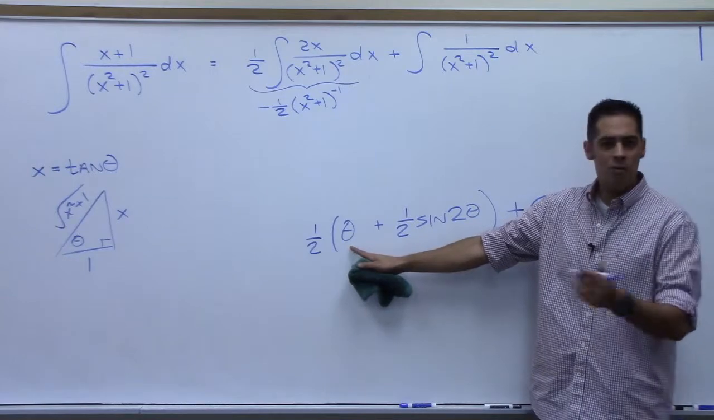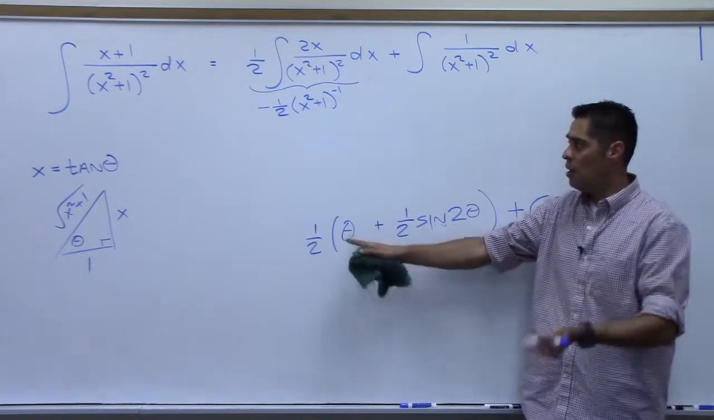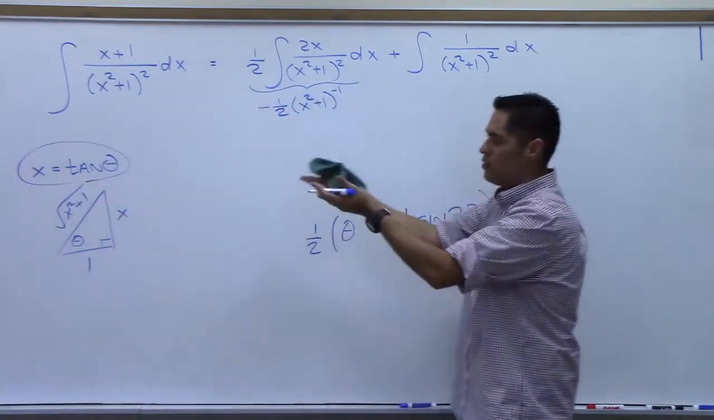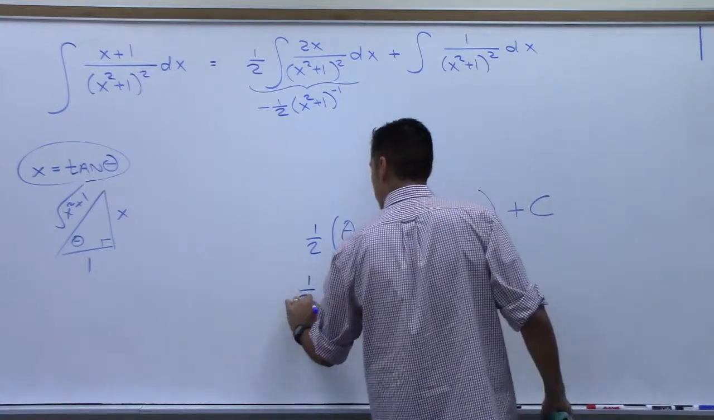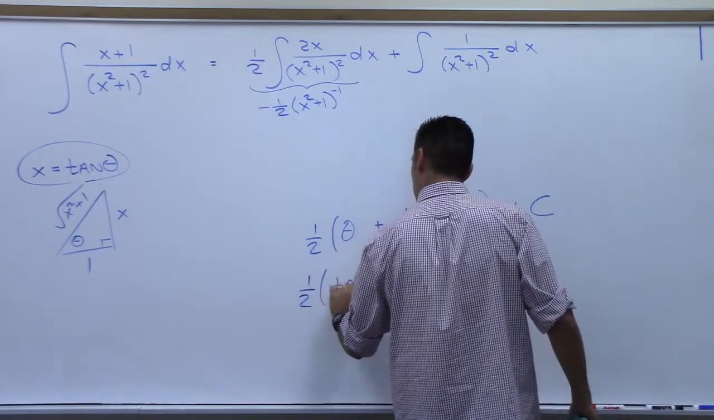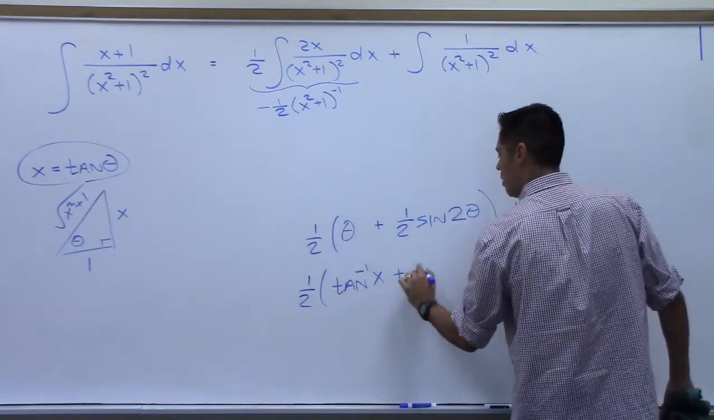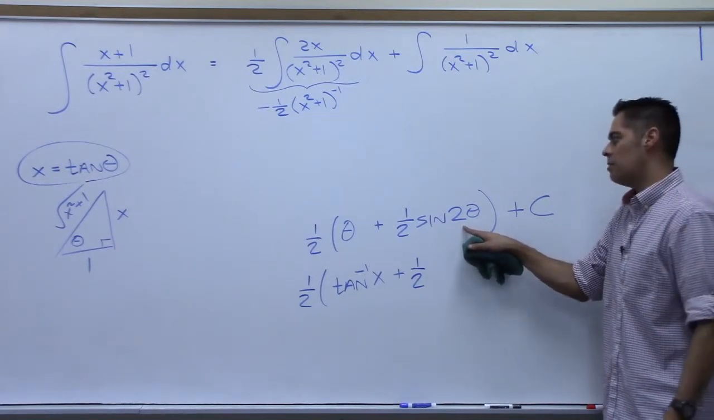This is part of why I had you watch the videos, because I never did a problem in class where you had to solve for the theta. So all you do is what? Take arctangent, or whatever the trig function is, take the inverse on both sides. So this is going to turn into 1/2 arctangent of x, that's how you get theta, plus 1/2 sine 2 theta. I did that on a video too.